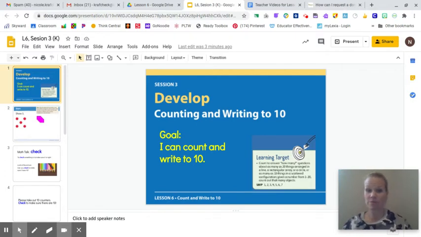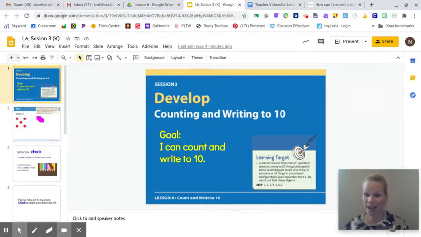So, again, we have this goal that is, if you want to read it with me, please join me. It's on the screen here. I can count and write to 10. Today, friends, we are going to do a lot with counting and writing, specifically the numbers 6 and 7 and 8 today. So that's what we're going to be doing a lot of work on today, and you are going to get a lot of practice with that.